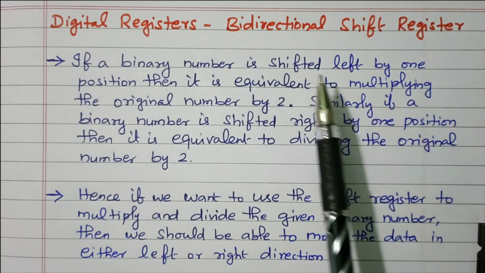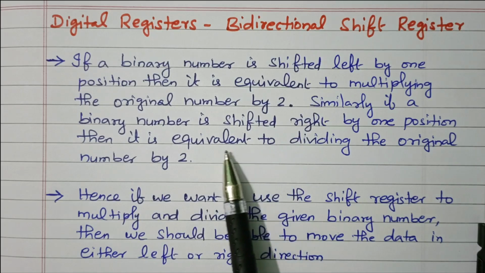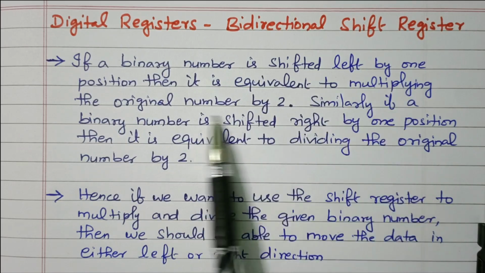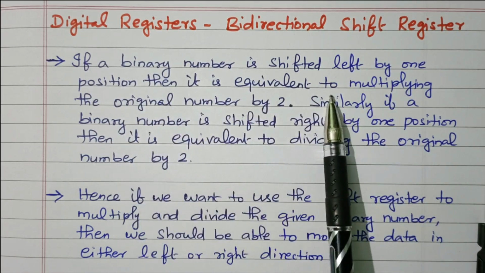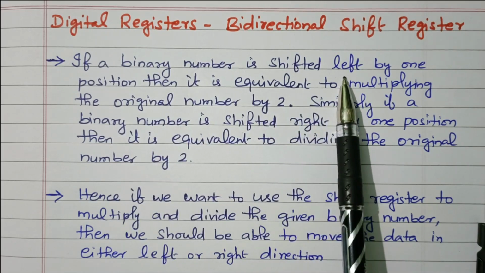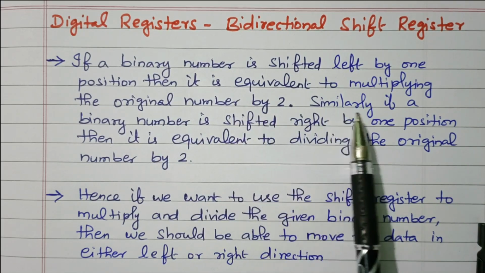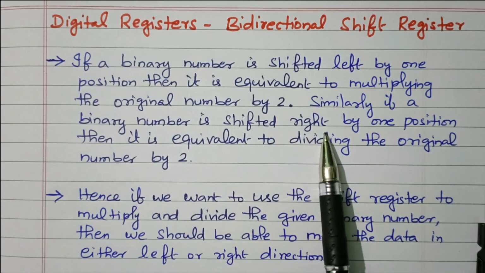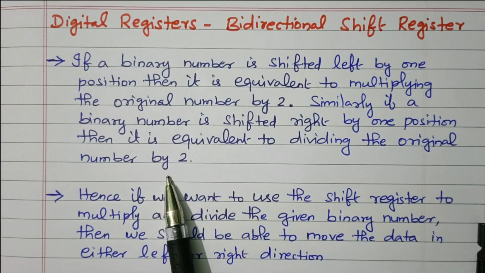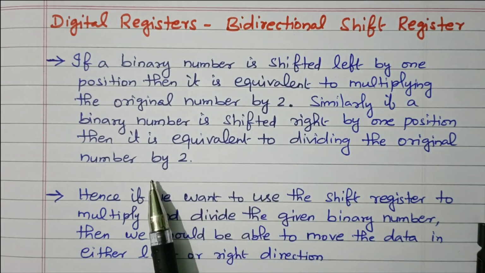Now we'll go to the topic bidirectional shift register. We'll see what is meant by bidirectional shift register. If a binary number is shifted left by one position, then it is equivalent to multiplying the original number by 2. So while shifting left by 1 bit, it is equivalent to multiplication by 2. Similarly, if a binary number is shifted right by one position, then it is equivalent to dividing the original number by 2. So the left side means multiplied by 2, right side means divided by 2.